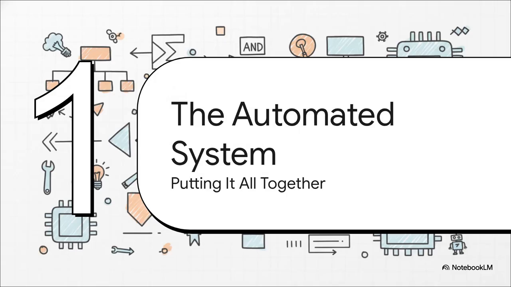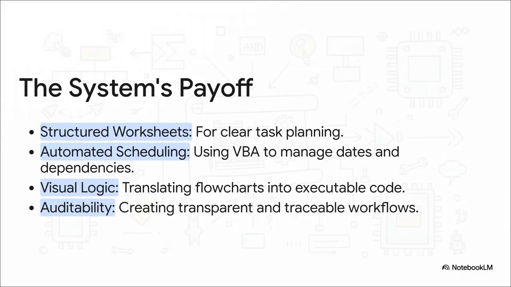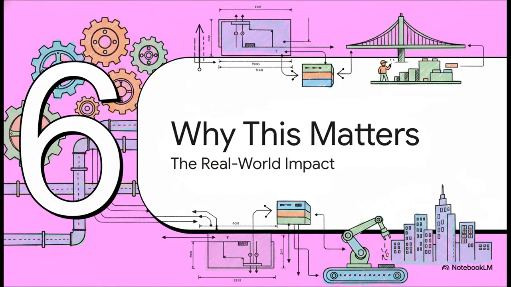But these individual algorithms are really just the building blocks. The real power comes when they're all integrated into much larger, far more powerful automated systems that can manage entire projects from start to finish. And the payoff here is huge. You get crystal clear plans. You get automated scheduling that can juggle complex deadlines and dependencies without breaking a sweat. And of course, you have that visual logic we've been talking about. But crucially, this creates a fully auditable workflow. That means every single decision is transparent, traceable, and accountable. No more guesswork.